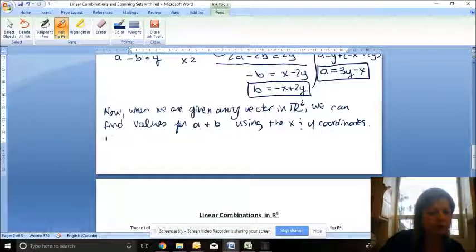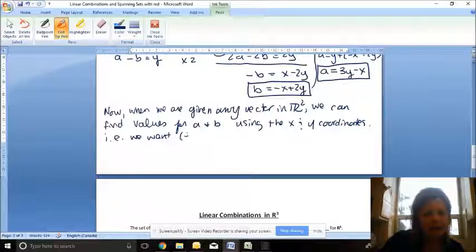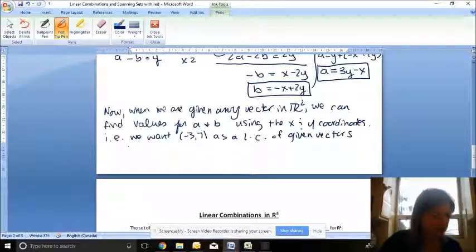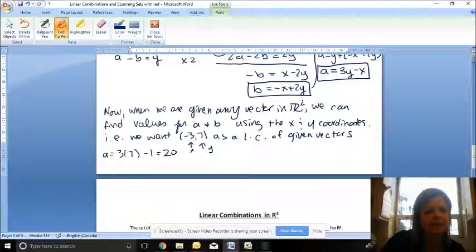Okay, so let's say, for example, we want (-3, 7) to be written as a linear combination of the given vectors. Okay, so that's the (2, 1) and the (-3, -1). Well, then this is our x, right? And this is our y. So now we just put that in. So a is equal to 3 times 7 minus 1. So our a value is 20. And b is written as negative 3 plus 2 times 7. So that gives us 17.